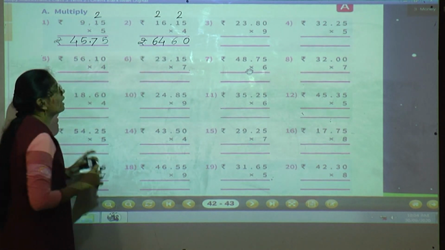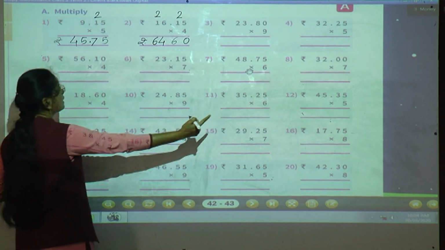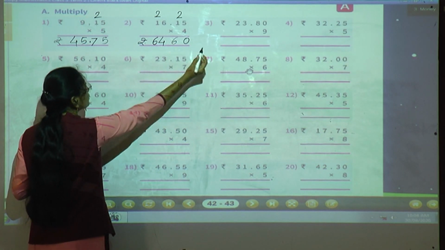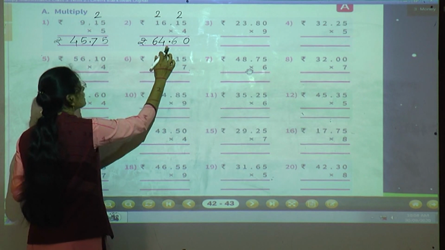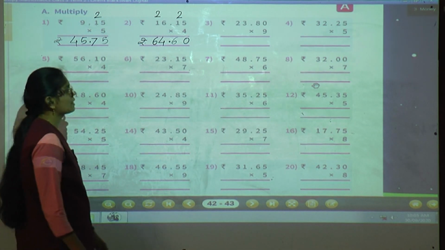And now we have to give a dot. Where will you give the dot? From the right side, before the second digit. 1, 2. This is the second digit from the right side. So here, before 6, we have to give the point. So what is the answer? Rupees 64.60. Okay. Now we'll move to the third example.